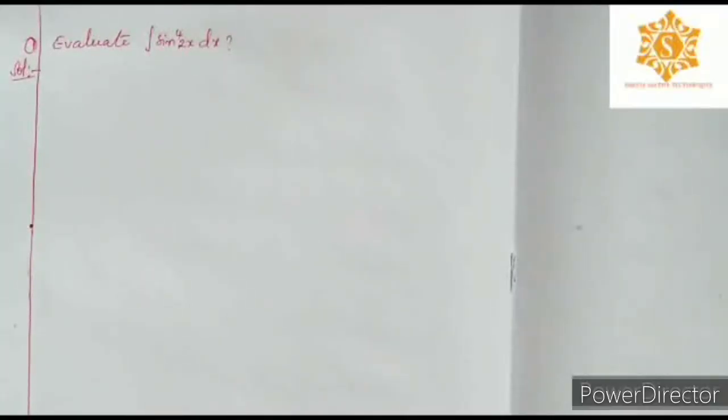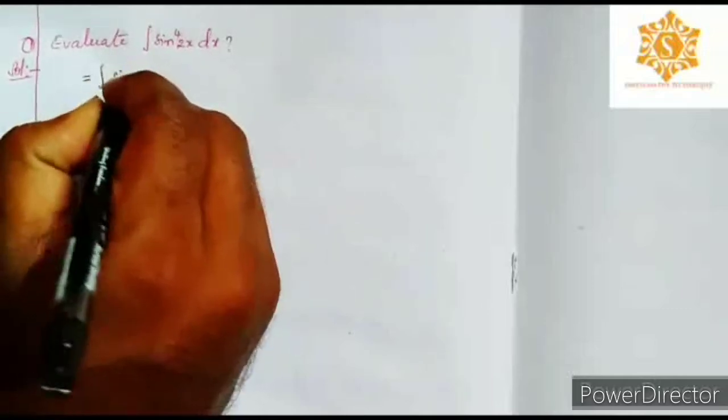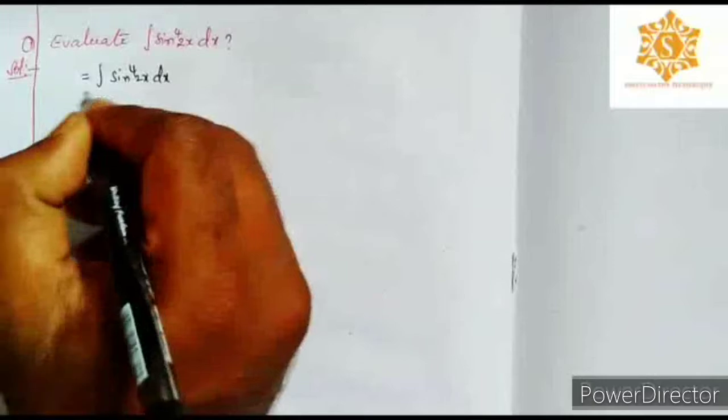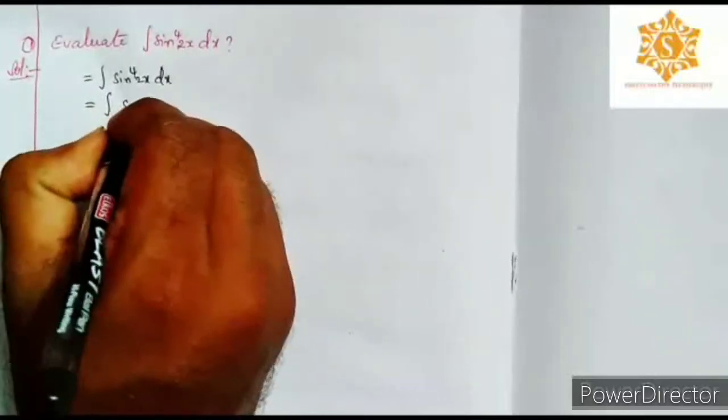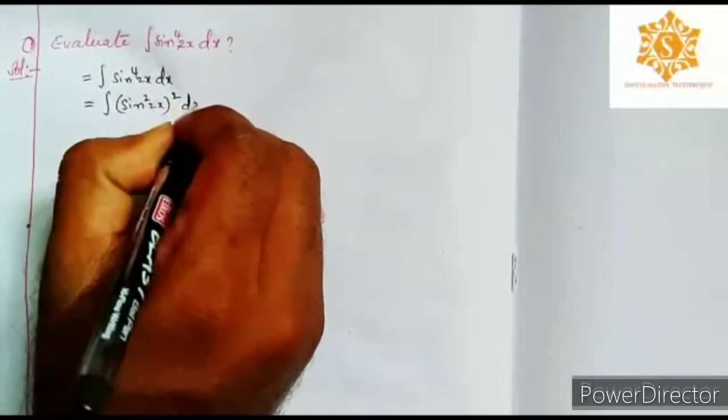Evaluate integration of sin to the power of 4 to x dx. Given that integration of sin to the power of 4 to x dx, you can write it as sin square 2x whole square dx.